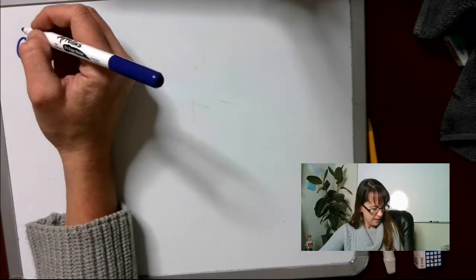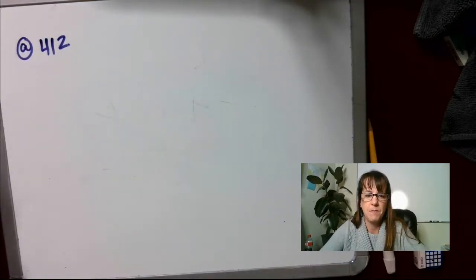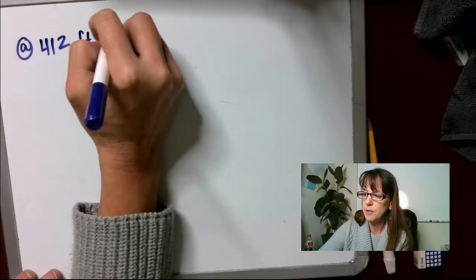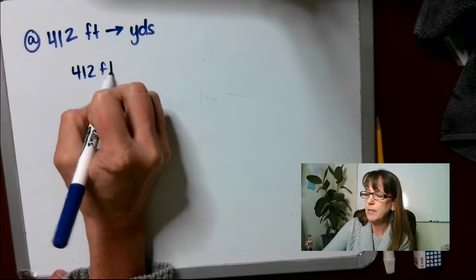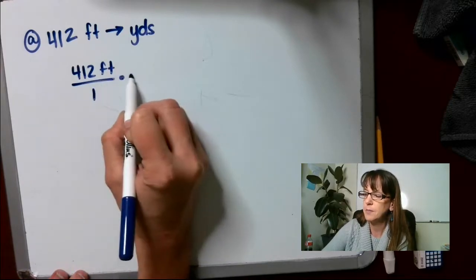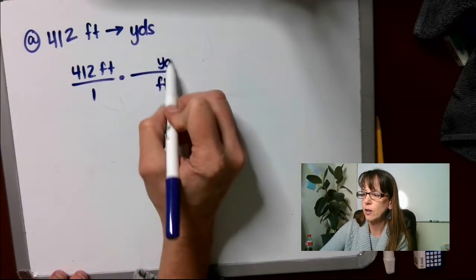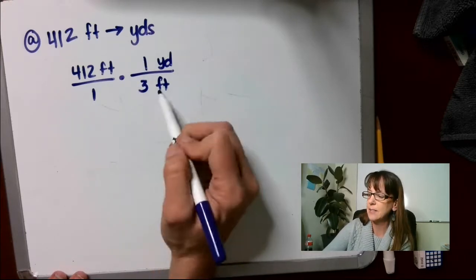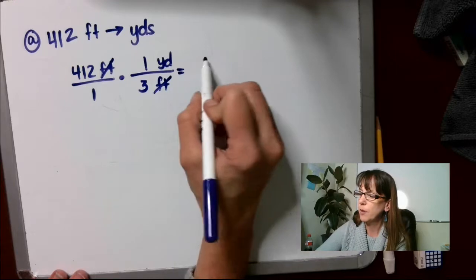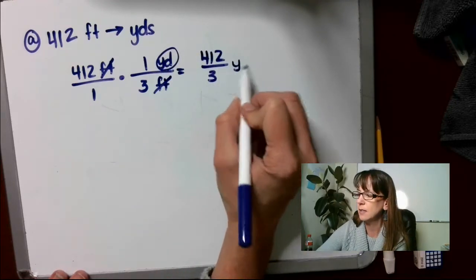Okay, so on this guy, let's try A. A says 412 feet to yards. All right, so first things first, 412 feet over 1 times, now feet's up top here, so it needs to go down in the bottom here, that's feet, and then yards goes up here. We have 1 yard equals 3 feet. Let's cancel out the units that we have. We end up with upstairs 412, downstairs 3, and the remaining unit that we have is yard.